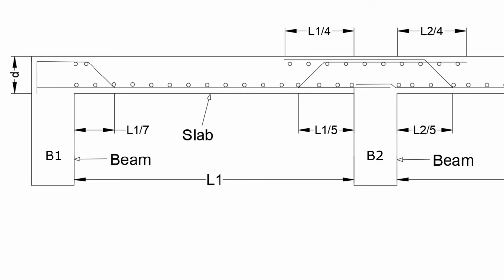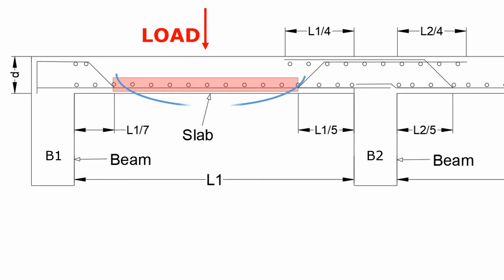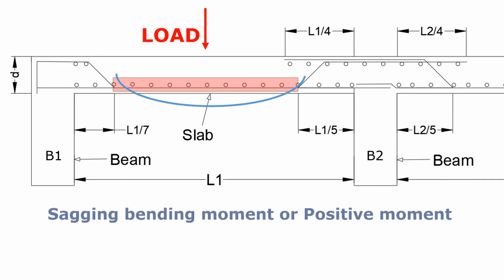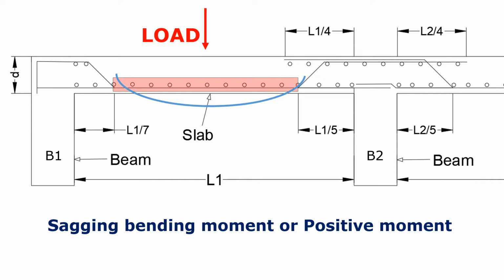On your screen, you can see a section of a typical slab, and if an external load is applied to the slab, then in this highlighted portion, the slab will bend in the downward direction due to the pressure exerted on it. This bending of slab in the downward direction in this area is known as sagging bending moment or positive bending moment. Also, the slab is supported by beams and columns.